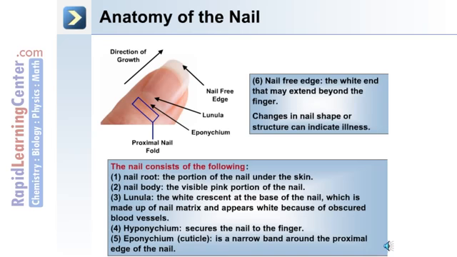The nail-free edge. This is the white end that may extend beyond the finger. In general, changes in nail shape or structure can indicate illness.